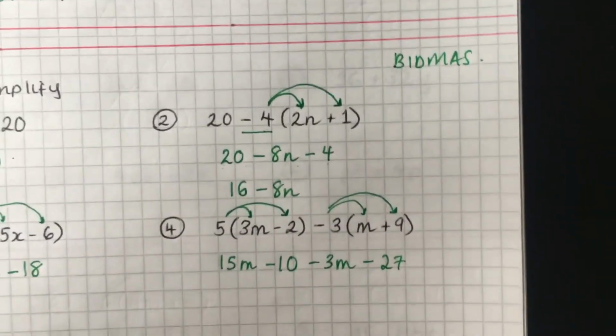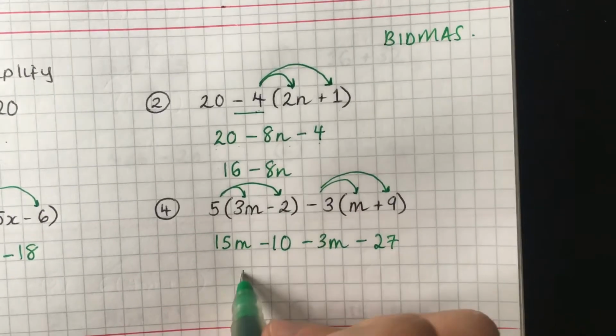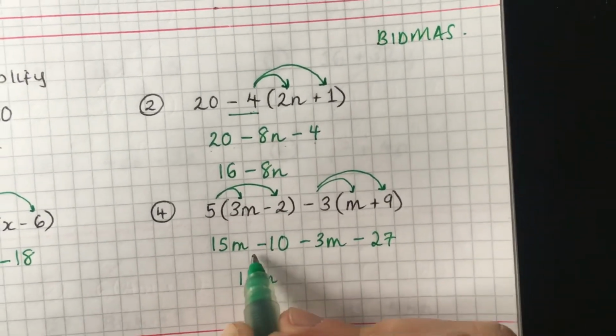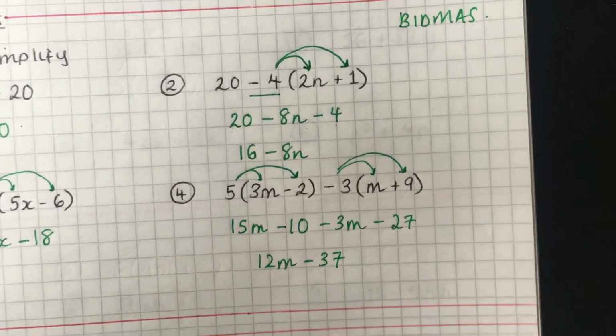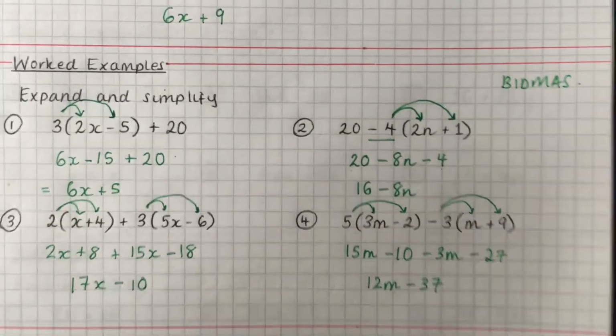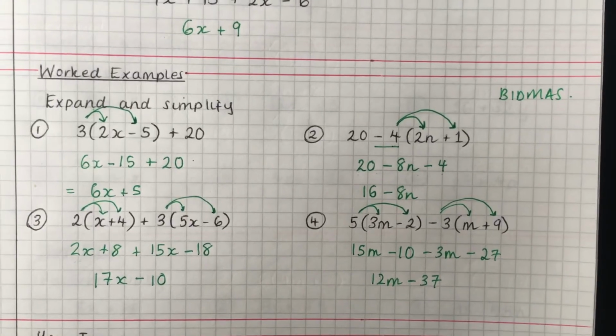Again, we collect the like terms. So 15m minus 3m is 12m. And you've got minus 10 minus 27 is minus 37. And that's that. So those are our final answers for our worked examples. Make sure you've got all those written down.